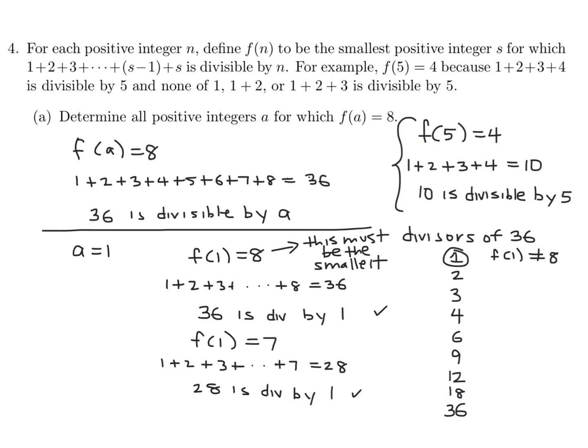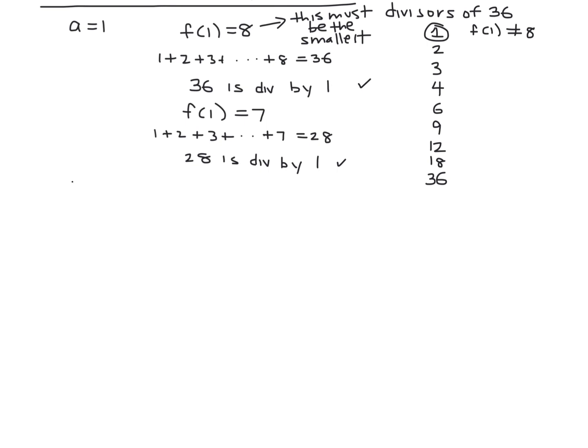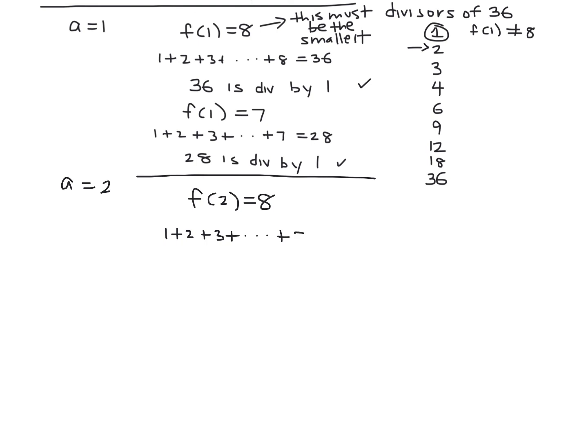So you get the hang of it, hopefully. It's a little abstract, but hopefully you can understand it. Okay, let's try a equals 2, the next guy. If a is 2, that means we are essentially saying that f at 2 is equal to 8. Okay? So that means 1 plus 2 plus 3 dot dot dot until 8, which is 36. And 36 must be divisible by 2. And it is. But what about if we try to say f at 2 equals 7?